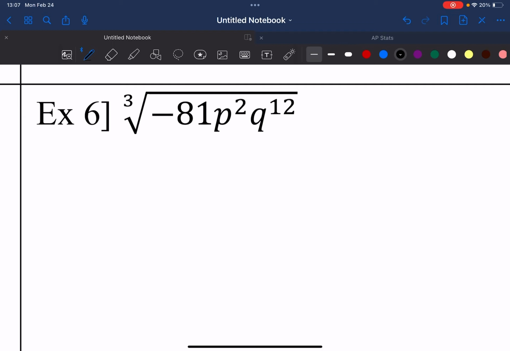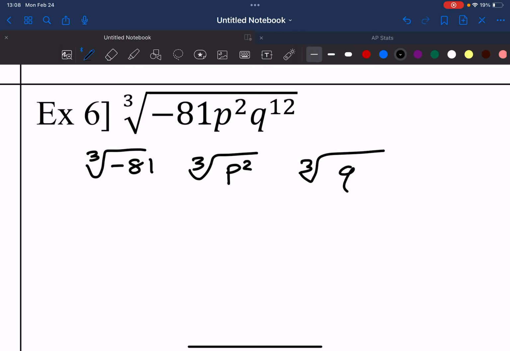Number 6. We have the cube root of negative 81 p squared times q to the 12th. I'm going to separate this into 3 equations. So this is the cube root of negative 81 times the cube root of p squared times the cube root of q to the 12th power.